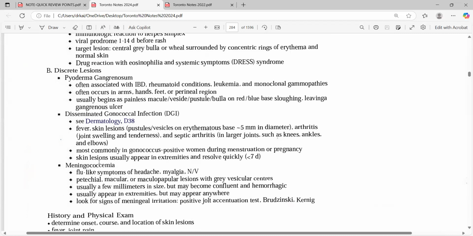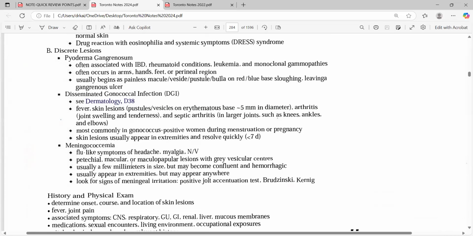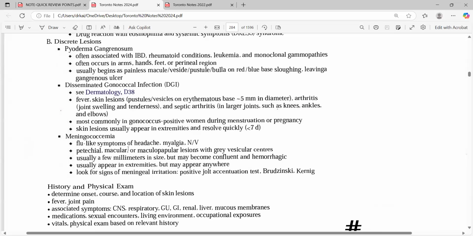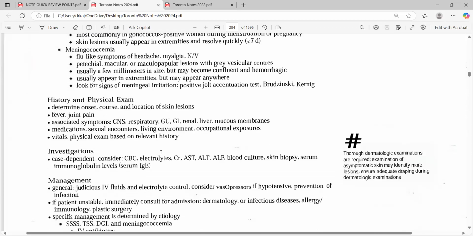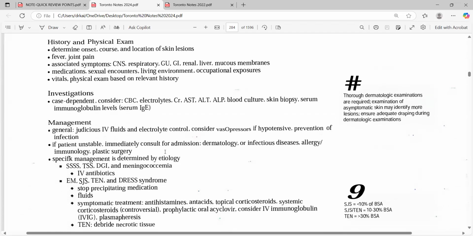Most common in the gonococcal, and skin lesions usually appear in the extremities. Meningococcemia is mainly headache and everything related to the meninges. Usually the treatment is IV fluid, electrolytes, and then transferring the patient to the burn unit. Or usually the plastic surgeon is the one who controls this patient.